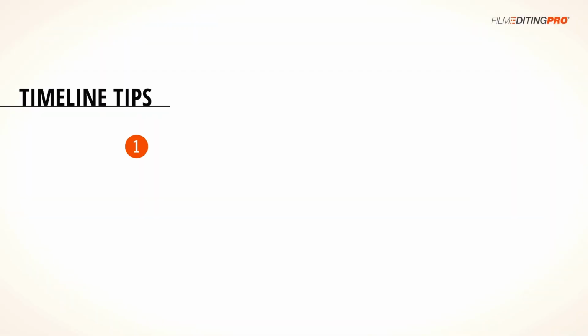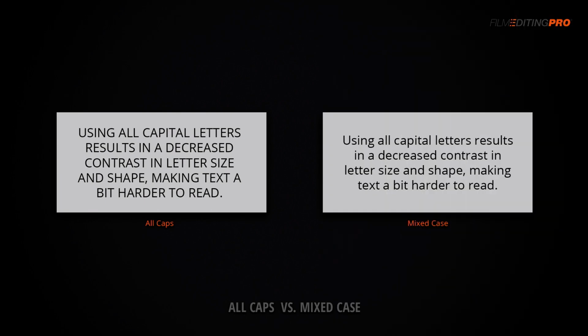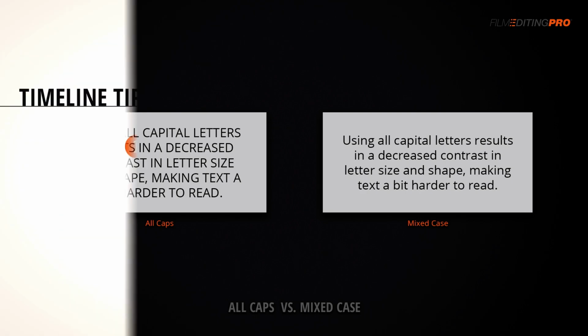Alright, let's go over a few timeline tips you'll want to keep in mind while working. First, when you're labeling your timeline, or anything for that matter, I strongly recommend against using all caps. Using all capital letters results in a decreased contrast in letter size and shape, making text a bit harder to read. Just something to keep in mind as you set up your timeline and your projects in general.